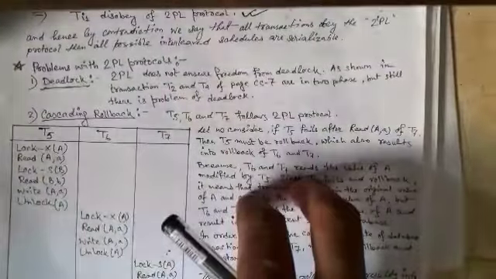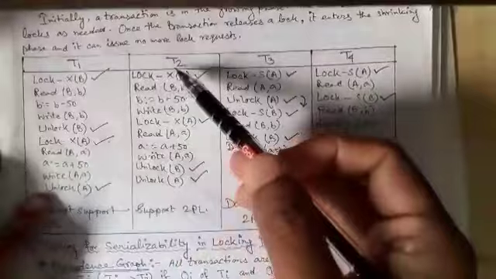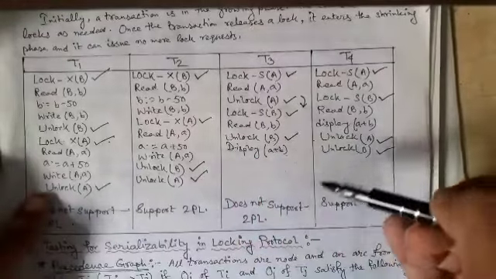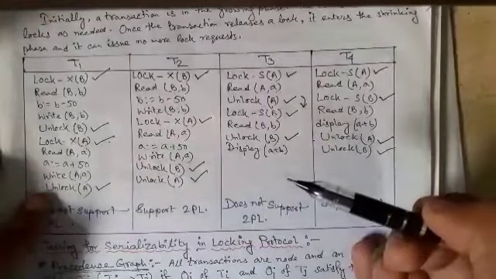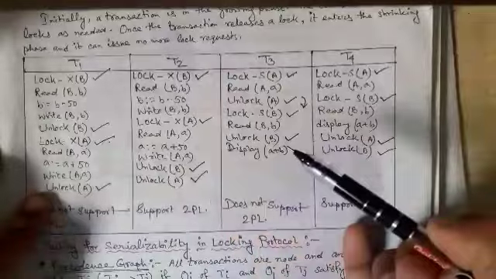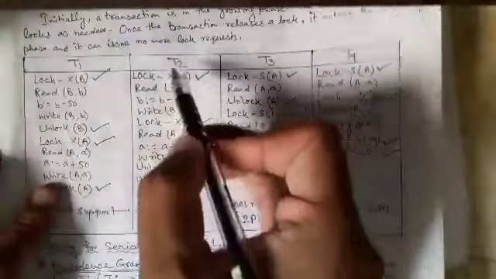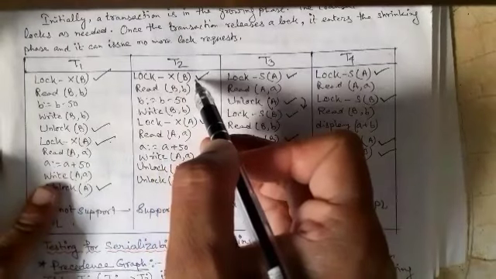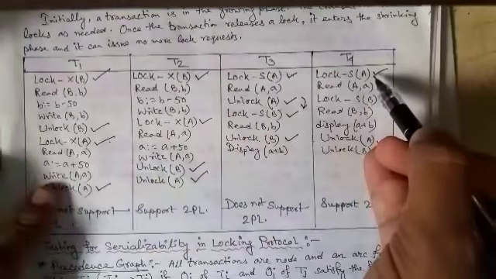Now for another example, in this case, if we assume T2 and T4 are concurrent, T2 supports the two-phase locking protocol, T4 also supports the two-phase locking protocol, but there will be a deadlock. How? In T2 an exclusive lock will be issued for item B, and in T4 a shared lock is issued for item A, so that will be no problem.